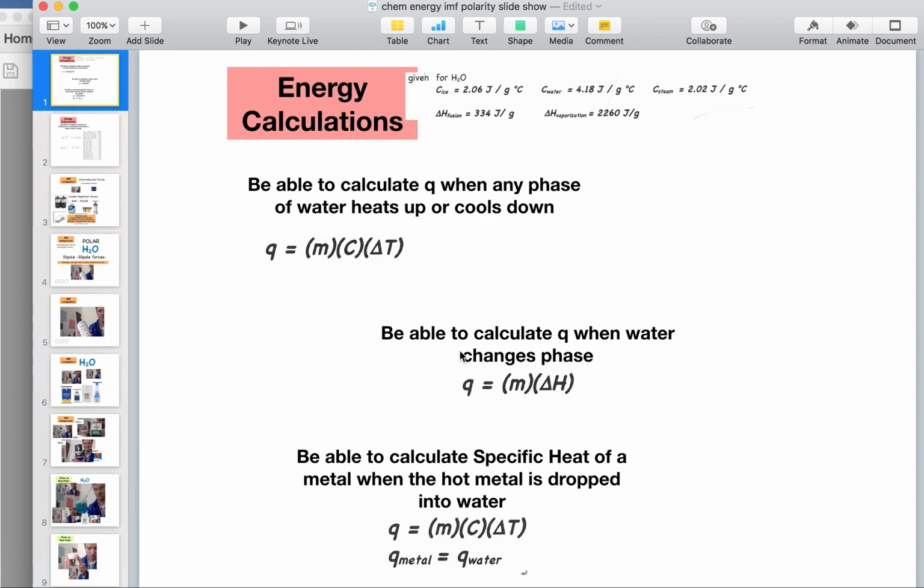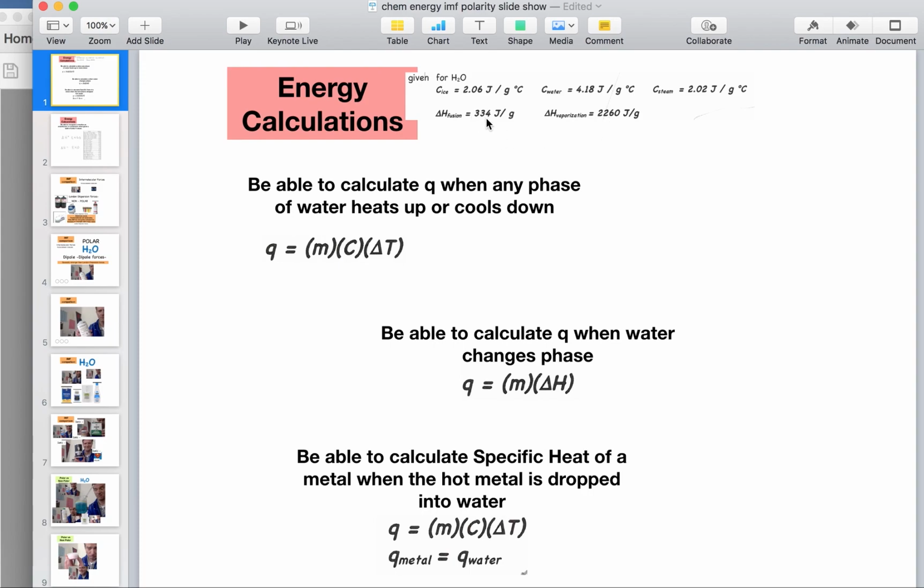Okay, so that would be like here. Be able to calculate Q when water changes phase. Multiply the mass times the delta H value. And you'll either be given delta H fusion for when it melts and freezes, or delta H vaporization for when it boils or condenses. And look at that, delta H vaporization is higher than the fusion. It always takes more energy to boil something than it does to melt something.